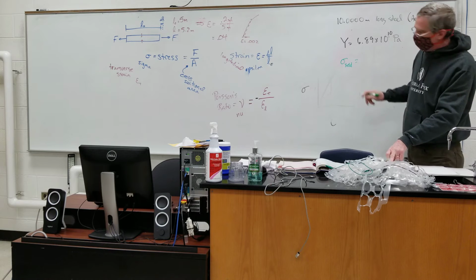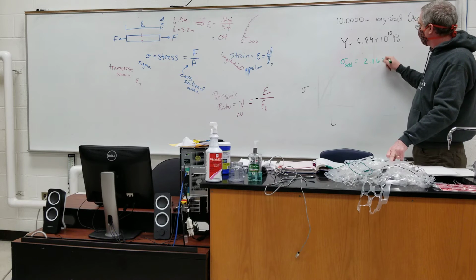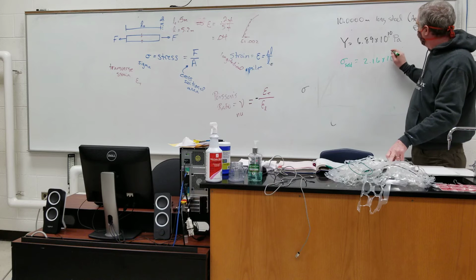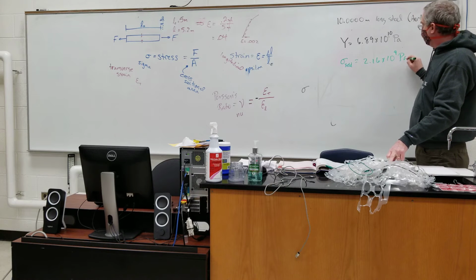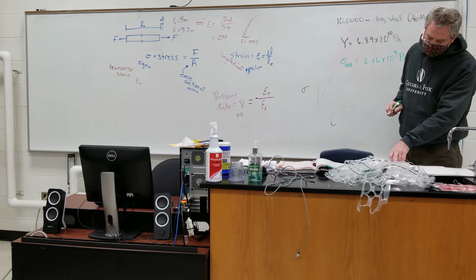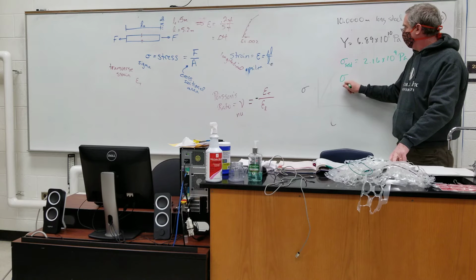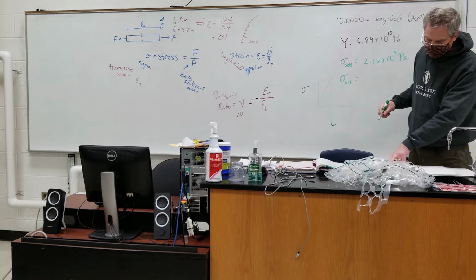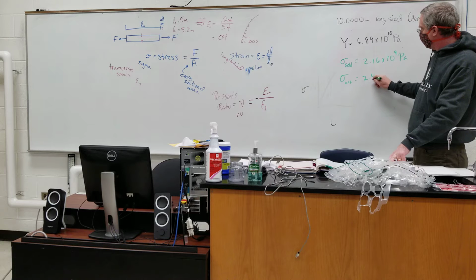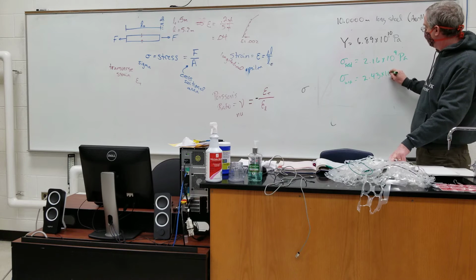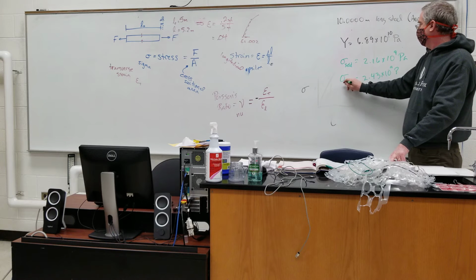Yield strength is 2.16 times 10 to the 9th Pascal. Ultimate strength is just specs that I looked up. 2.43. What was that, ULT? Ultimate, oh, ULT. Yeah.